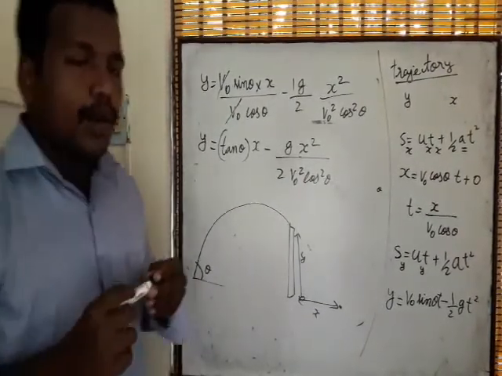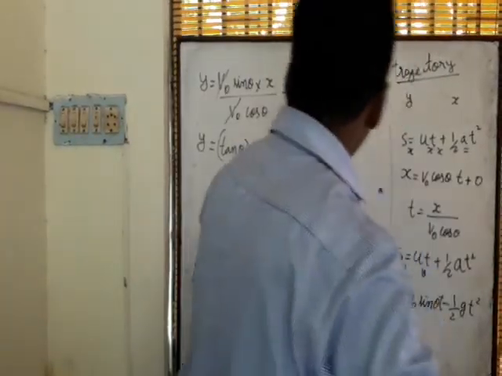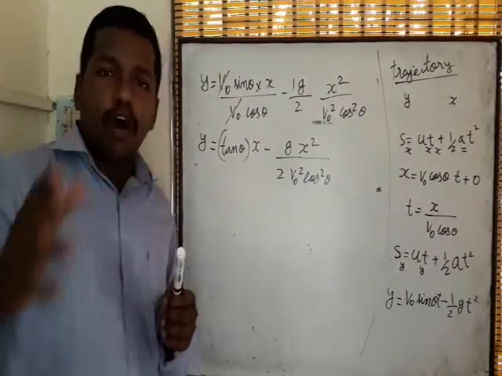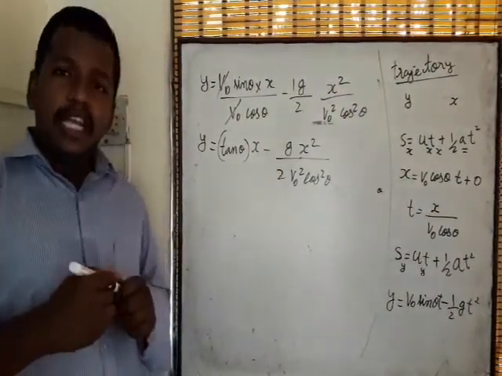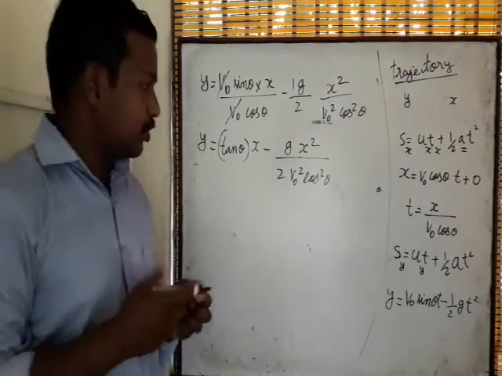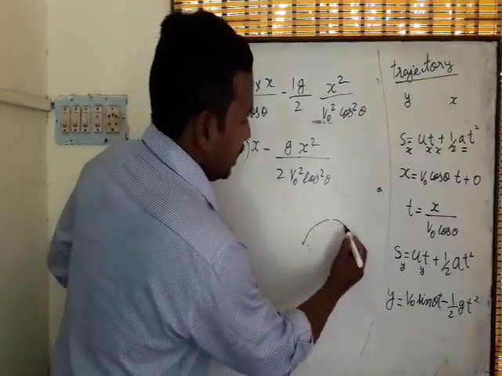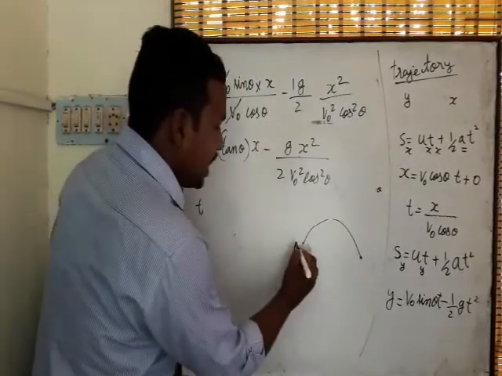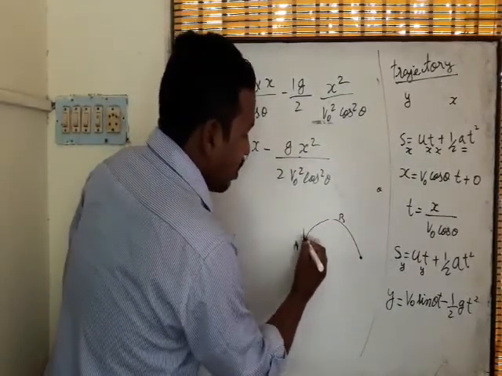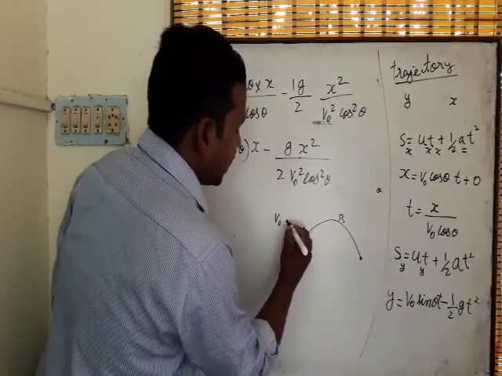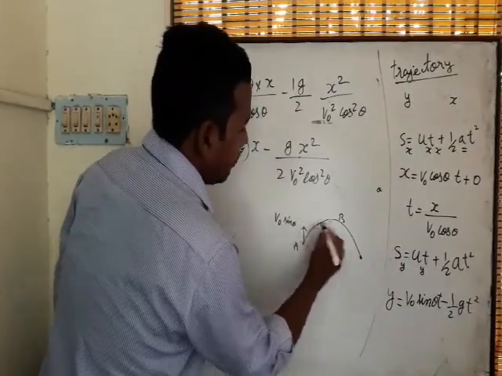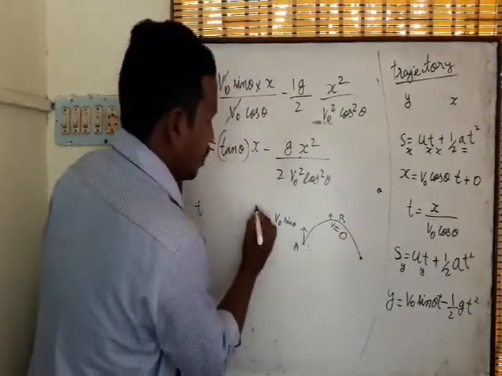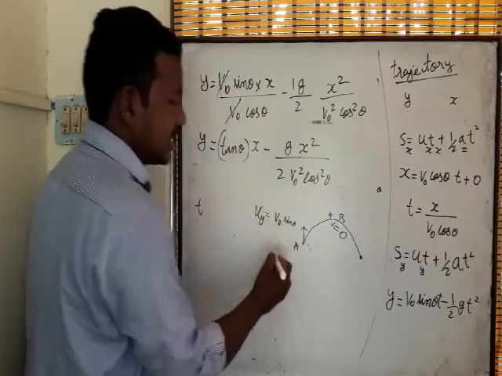Now I am going with the time of flight. First I am going to take the time taken for half the projectile motion, and then I am going to calculate the full projectile motion. The object starts here and comes and hits here. I am taking A to B. So the initial velocity along the y-axis is v naught sin theta, and the final velocity along the y-axis is 0.